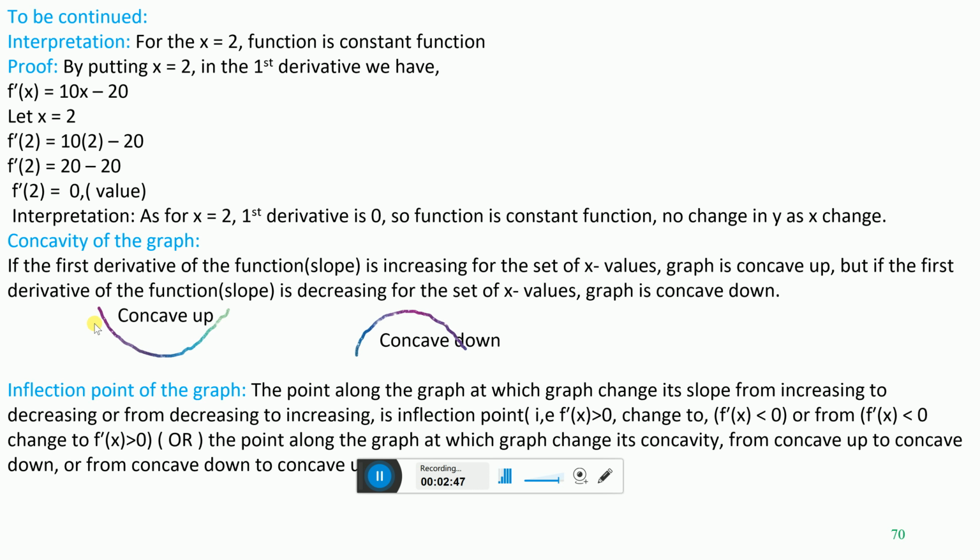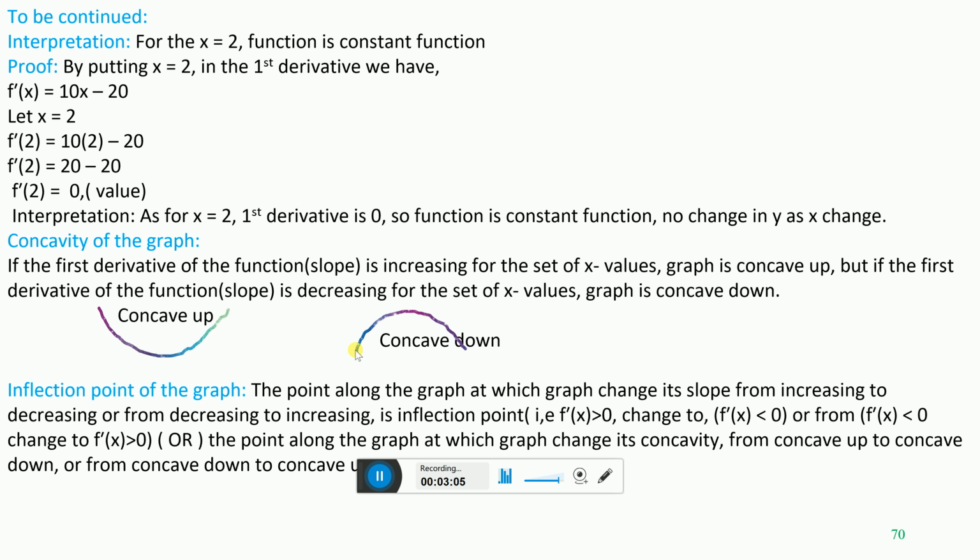And from this graph, it is very clear that the graph is coming down. This means the slope is decreasing. When it reaches here, the graph starts to increase. So it means the slope changes from negative to positive, from decreasing to increasing. So this is the inflection point.